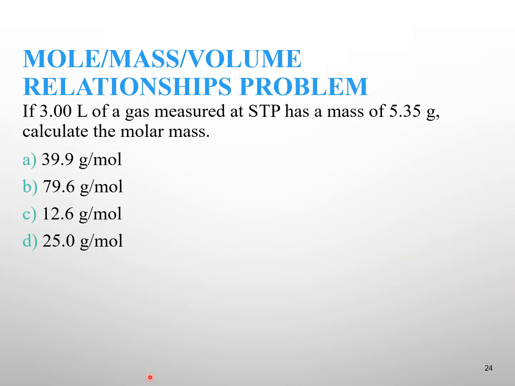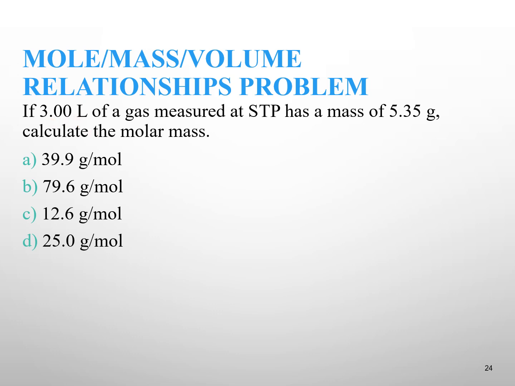Let's try another question here. The next question is: 3 liters of gas at STP has a mass of 5.35 grams. What is the molar mass? So remember, we have 5.35 grams. We can put this on the top. We find how many liters, 3 liters here, turn into moles and put the moles on the bottom.